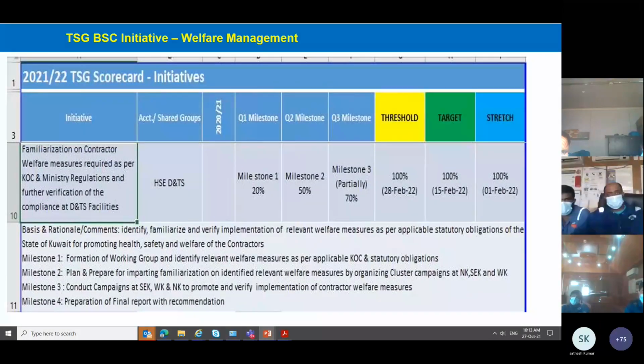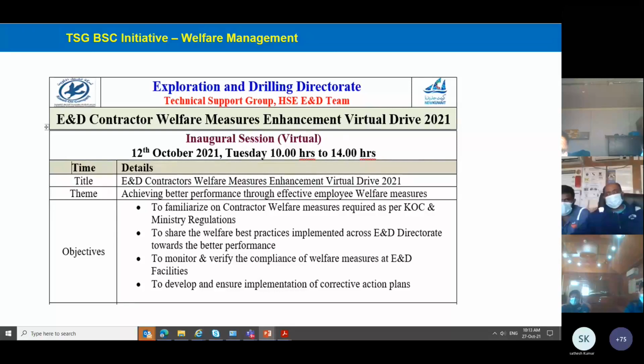Now, as our team leader said, we completed the inaugural session on the 12th of October 2021. Believe me, it was a wonderful event, about 100 participants, and more than that, there was good information shared by the business partners. And again, the objective of this event is to familiarize on contractor welfare measures required as per KOC and ministry regulations, to share the welfare best practices implemented across the E&D Directorate towards better performance. Again, that is a key word.